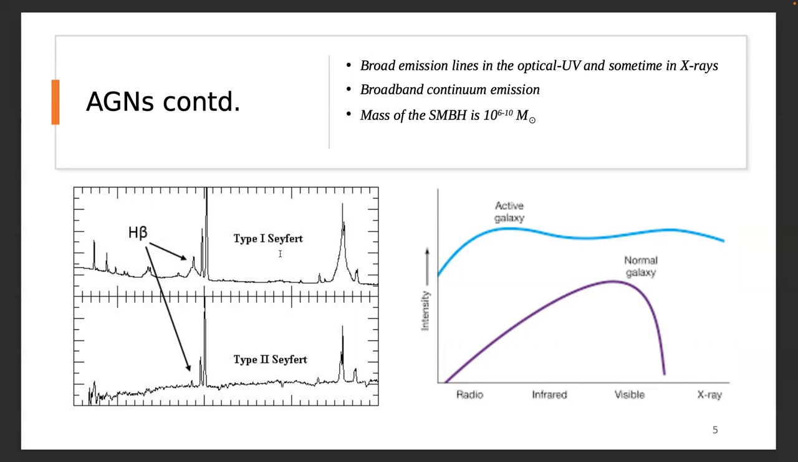For example, if you look at this, these are type 1 and type 2 AGNs. I'll come back to that later. These are the optical spectra of AGNs, and these are the broad emission lines for H alpha and H beta. These are very important features of AGNs, which we use to study their central regions and the regions that are emitting in the optical and X-rays.